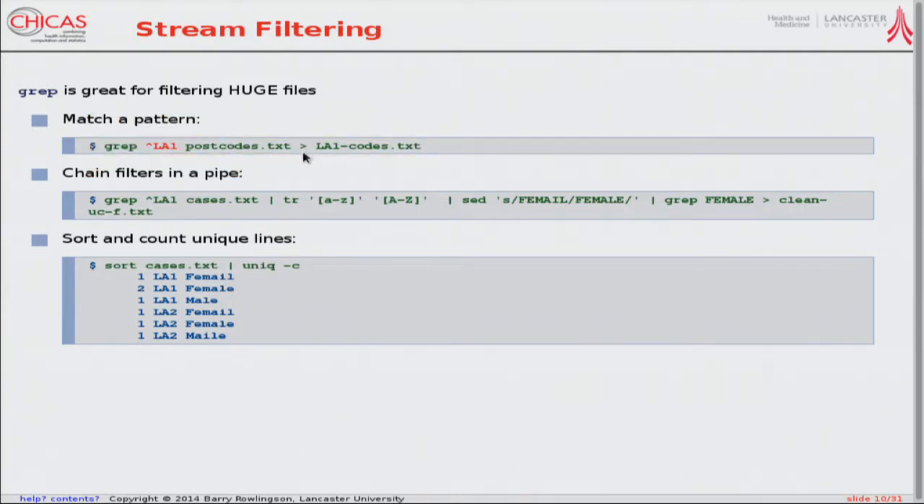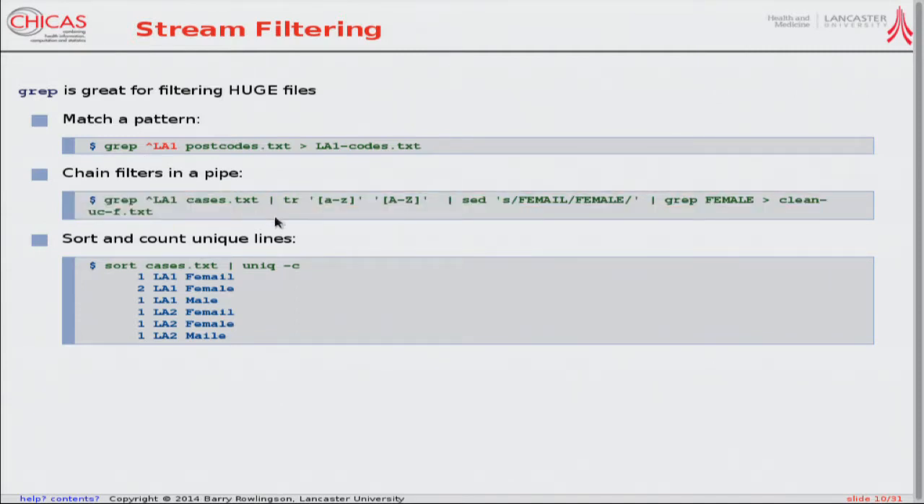Now here I've used a redirection symbol, that greater than sign, which instead of sending the output to the screen, sends it to another file. And there's a little hat there, which is the marker for the start of a line. So any lines in that file that start with LA1 are now in my subset file.